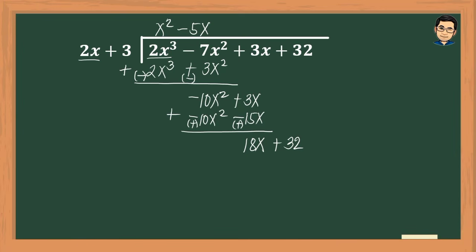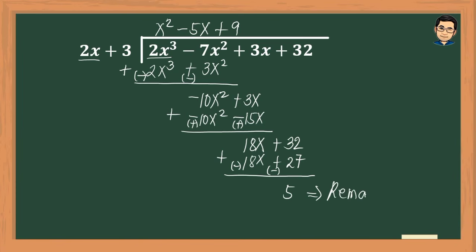So, 18x divided by 2x. So, x will be cancelled. So, 18 divided by 2, that is 9. And then 9 times 2x plus 3, that is 18x plus 27. And then we change the sign of the subtrahend. Then we add. So, 18x plus negative 18x, that is 0. And then 32 plus negative 27, that is 5. Meaning, yung remainder po natin dito is 5.